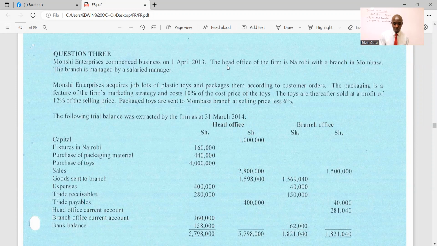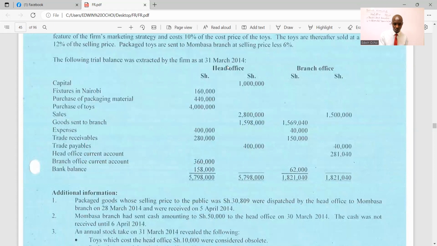The foreign travel balance was extracted by the firm as of 31st March 2014. So you can see we have the travel balance for the head office and who? And the branch. For the head office and the branch.